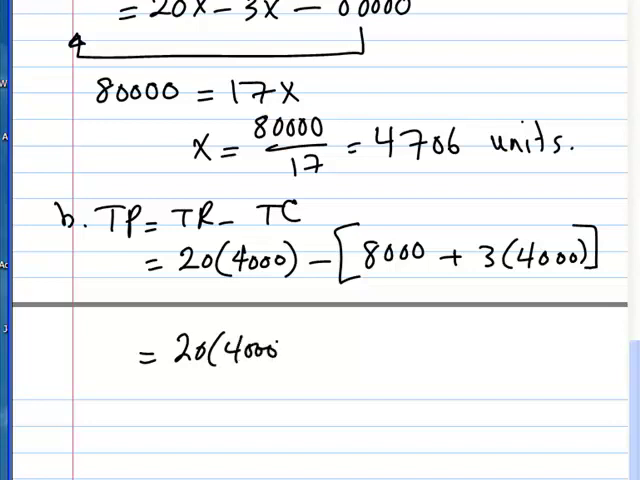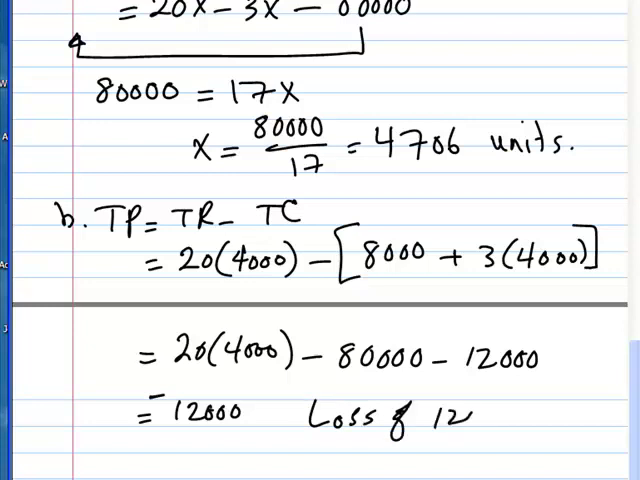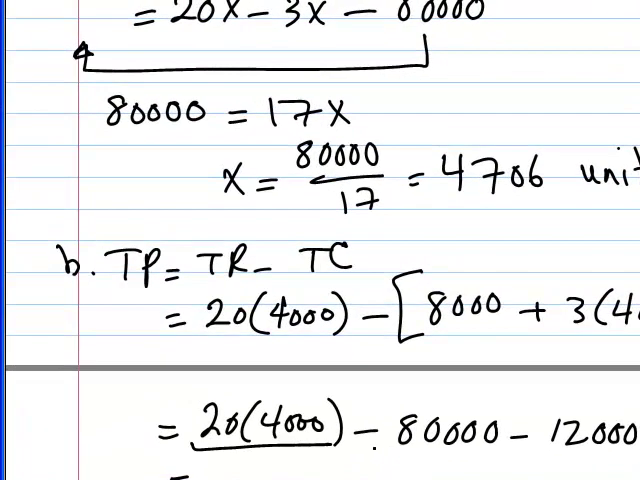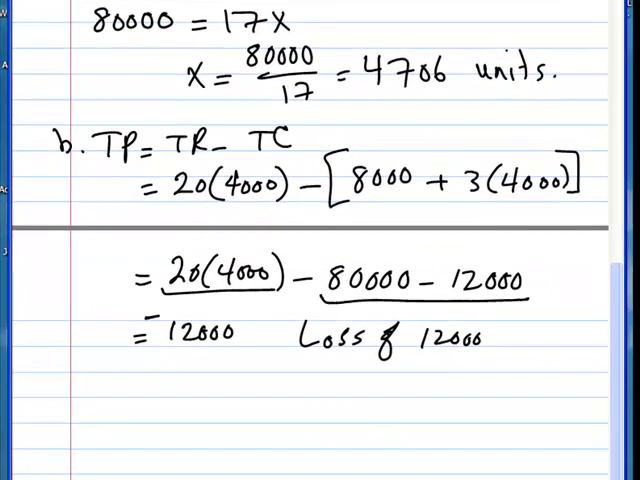Therefore, that will be 20 times 4,000 minus 80,000 minus 12,000. 3 times 4,000 is 12,000. And that's a negative value, so that's a loss of $12,000. Essentially, this is 80,000 minus 92,000 right here, so we have a loss of 12,000.